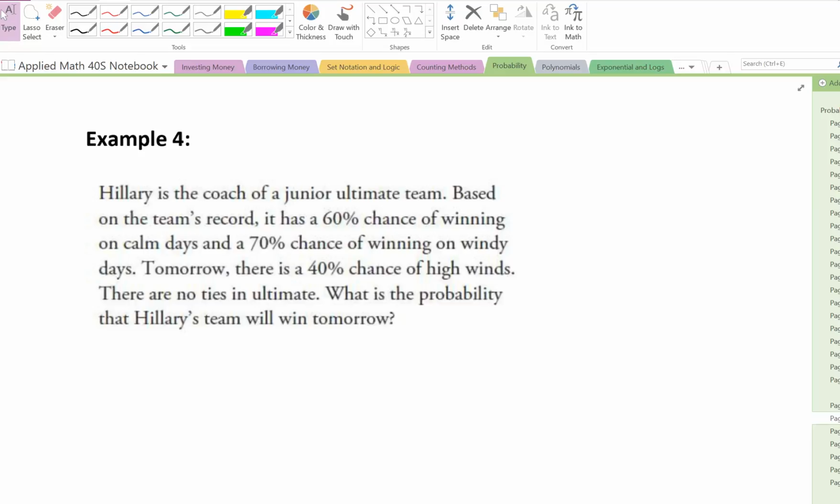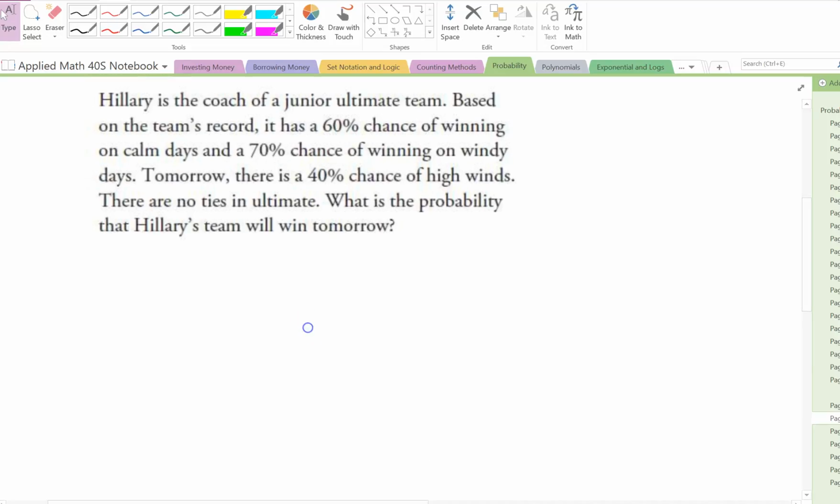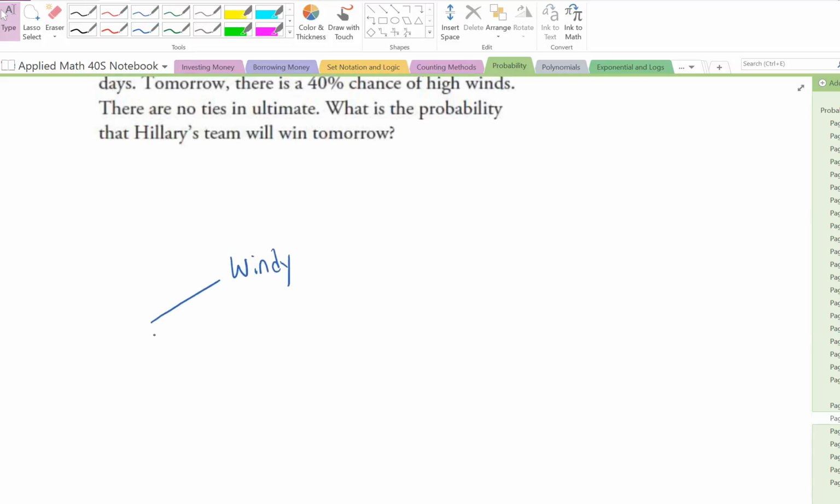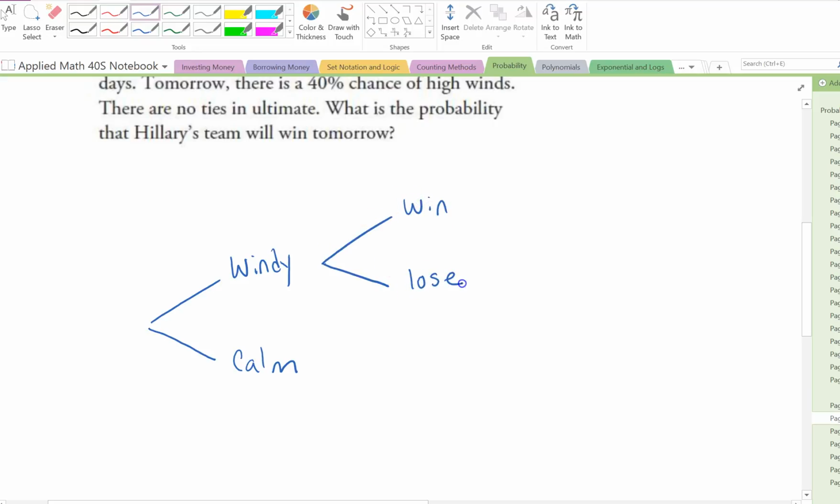So again, we're going to start with a tree diagram. But how are we setting this up? Well, it says based on the team's record, it has a 60% chance of winning on a calm day and 70% chance of winning on a windy day. So let's start by just saying, okay, the day is either going to be windy or calm. And depending on whether it's windy, they'll either win or lose. And if it's calm, they'll either win or lose.